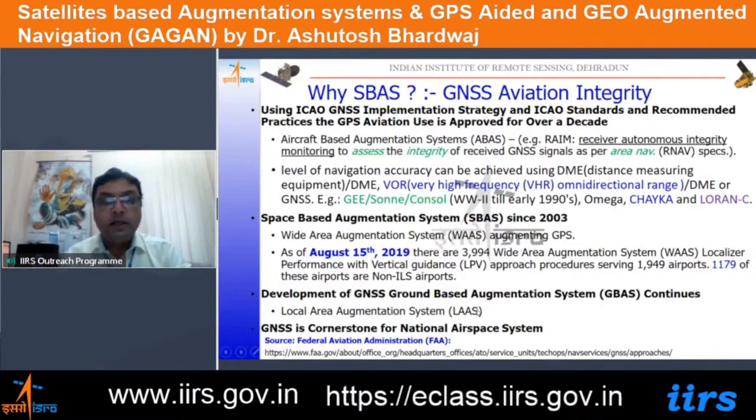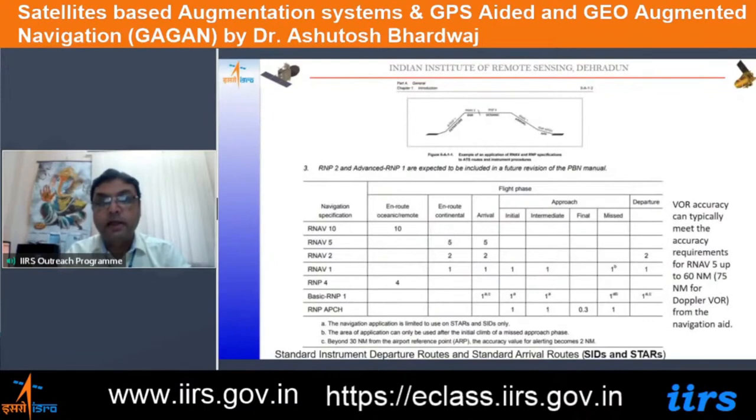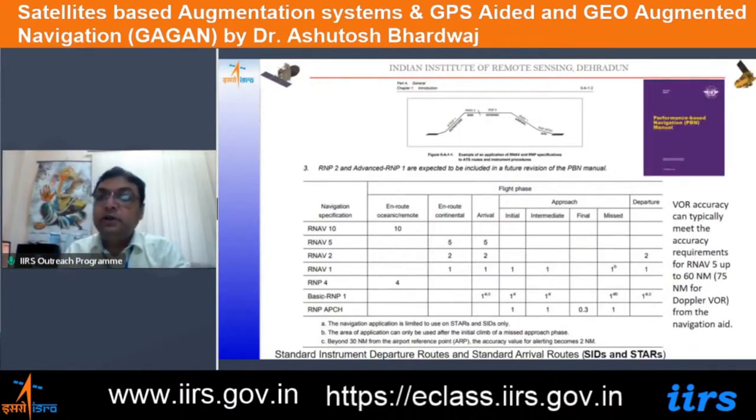Then there are very high frequency systems also based on the ground. So it is possible that from the ground itself, we can send the correction signals to the aircrafts based on the ground-based augmentation systems, which are also called the local area augmentation systems. So ICAO has a manual which is called the performance-based navigation manual.